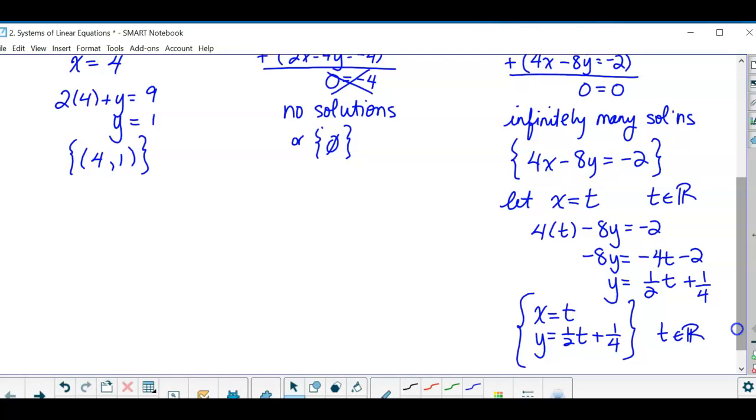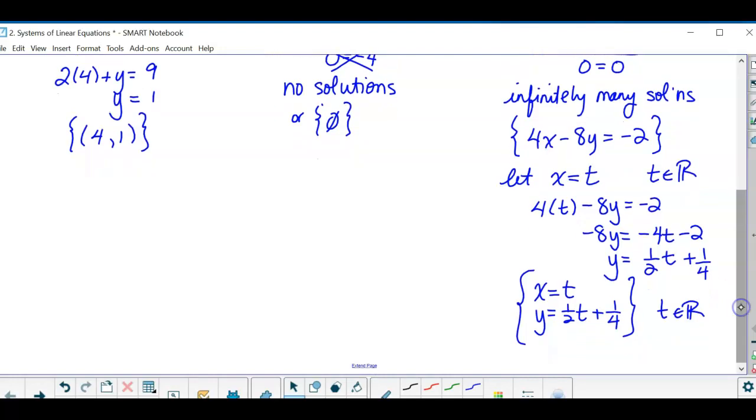That's really not the point of today. The point of today is remembering how to solve a system. Okay, so that is algebraically. Take a look at the next one.